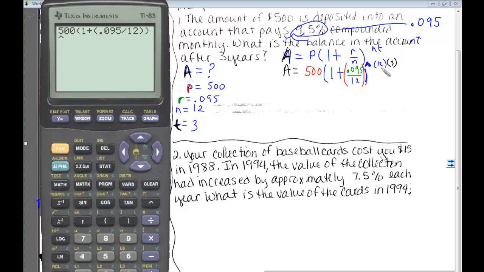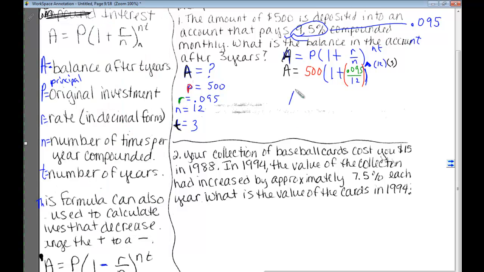Raised to, and then 12 times 3 is 36. We get $664.14. Need to make sure we include the dollar symbol because we are looking for a dollar amount.